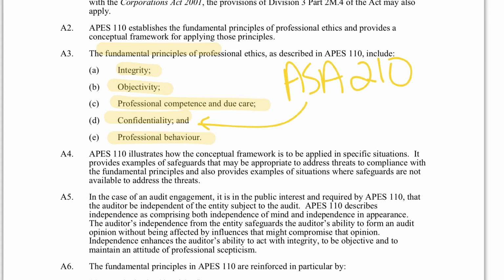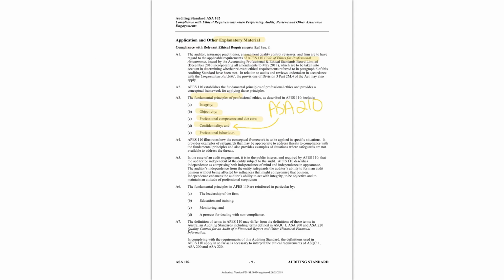So ASA 102 is really all about making sure that our audit firms are following our ethical requirements. We'll look at APES 110 ethical requirements in a different video.